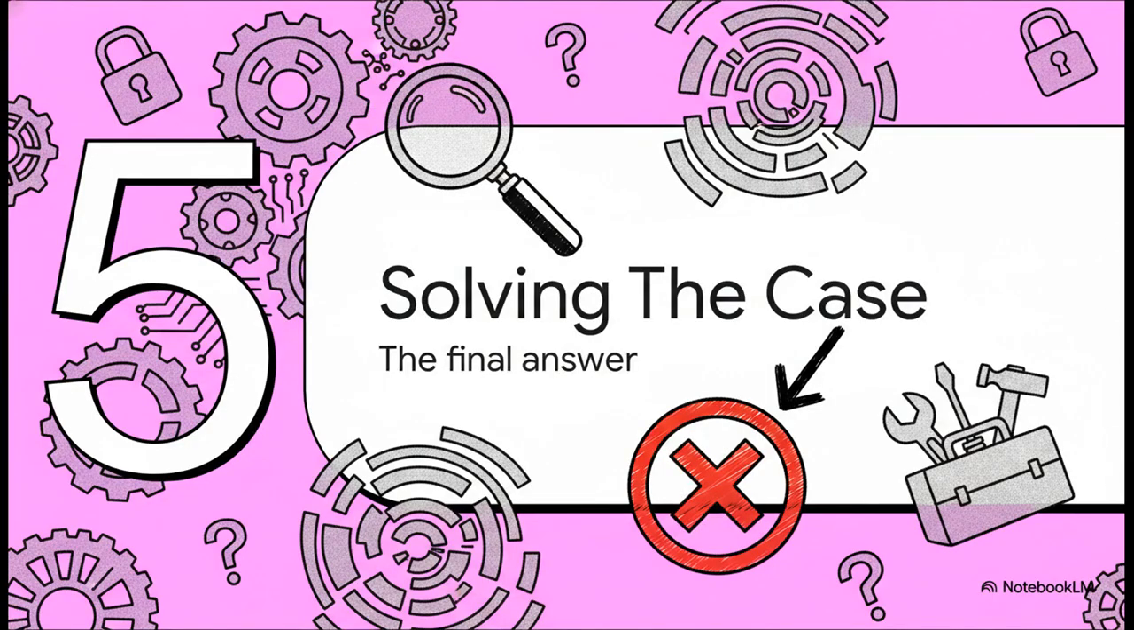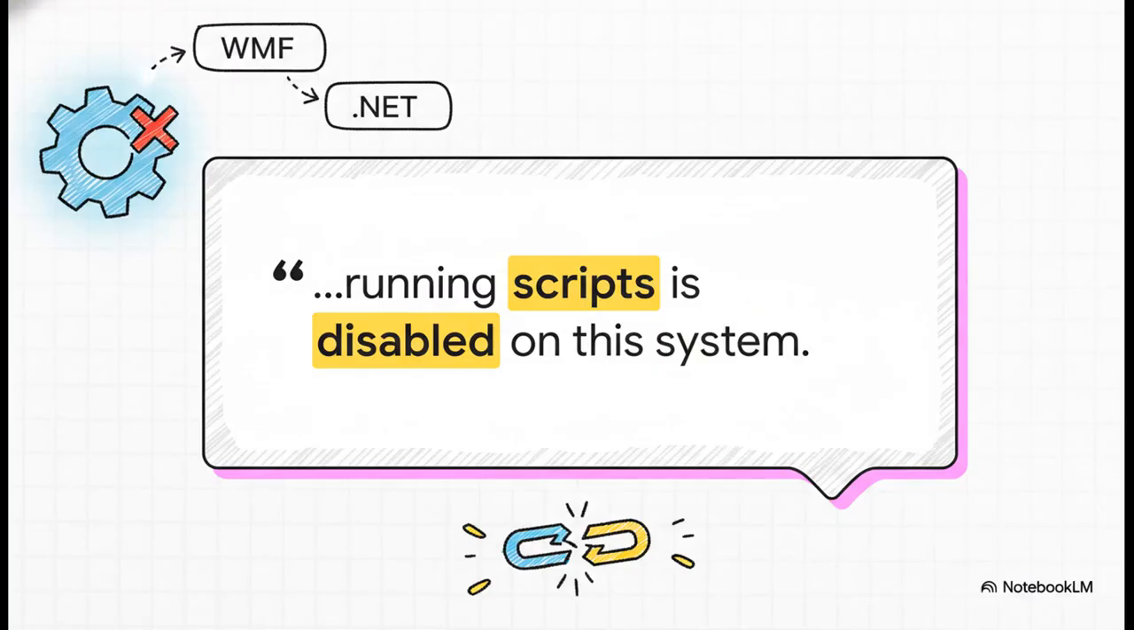Okay, now that we understand the engine, the two different worlds, and the right tools for the job, let's circle all the way back to our original mystery. It's finally time to solve the case of that super frustrating error message. Here it is again, the infamous error. But now that we understand the difference between WMF and .NET and PowerShell 5 versus 7, we can see this has nothing to do with the engine. This problem isn't some fundamental failure, it's something else entirely.